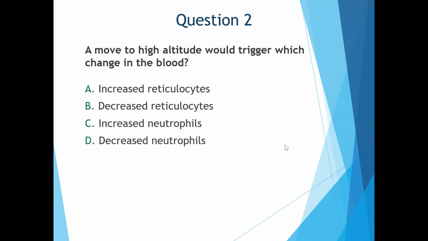Okay, second review question. A move to high altitude would trigger which change in the blood? All right, think about it and try to decide on an answer, and I'll give you a hint before I actually show you. So think at higher altitudes, our blood is not quite as oxygen rich, or it's harder for our oxygen to diffuse into tissues. So think if that would change your mind at all.